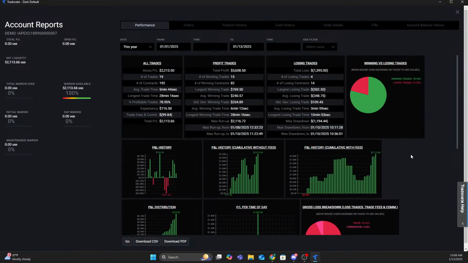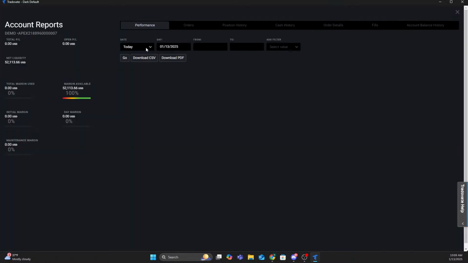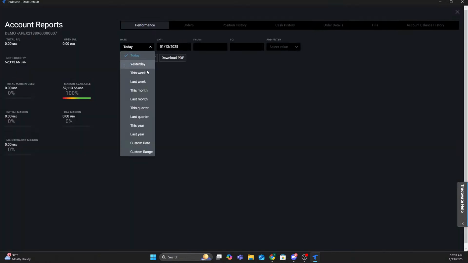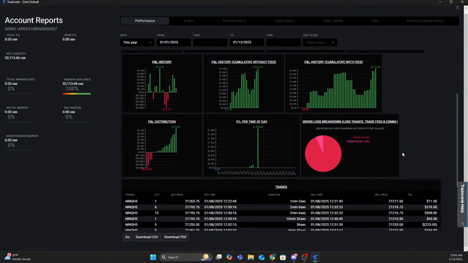Oh, it's actually really cool. On Tradovate, you can break down your performance. Oh, wow. This year, I have a 79% winning percentage. If you go to Tradovate, and where it shows your account, if you click that it has a little drop down, and there's a little gear icon next to your account. Click on that, then go to performance, and under date you can do today, yesterday, this week, last week, etc. I just did this year and hit go. You can export to CSV or PDF. That's pretty interesting.